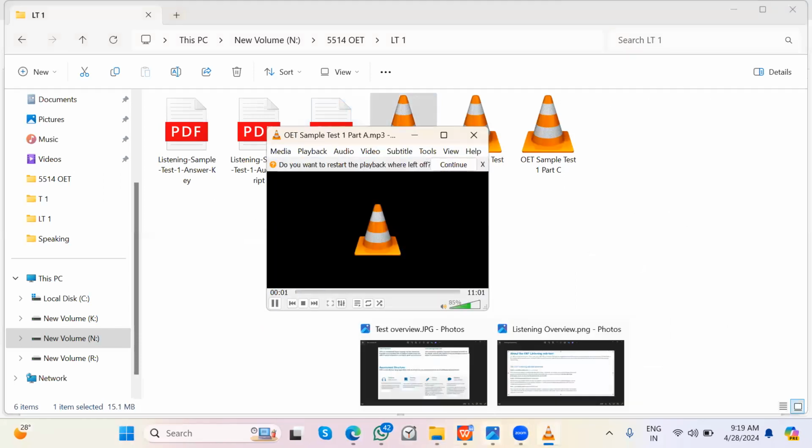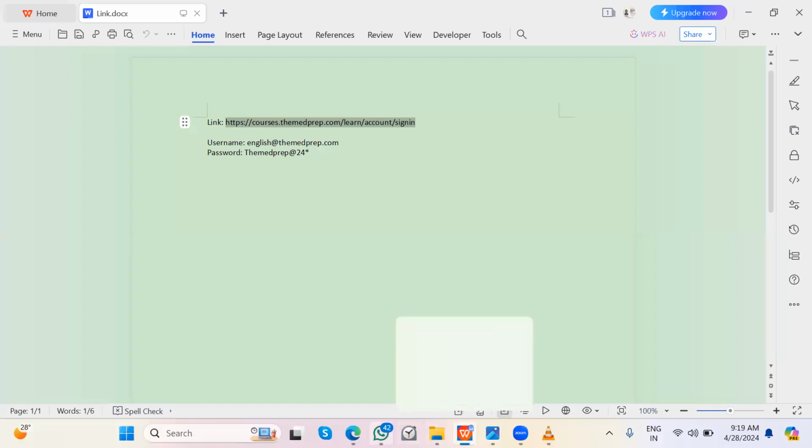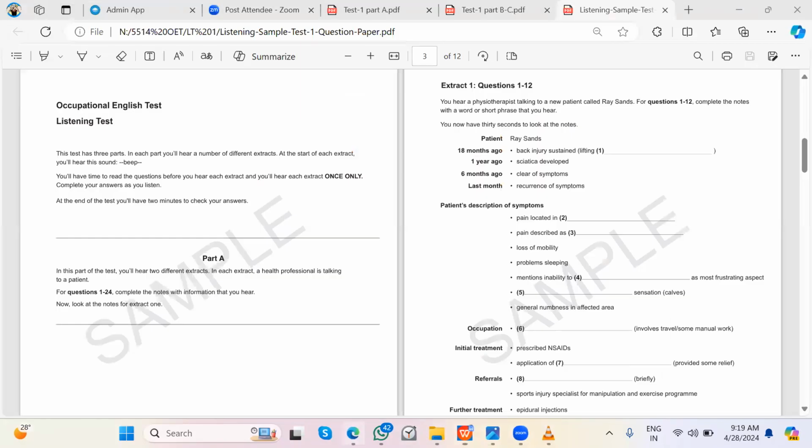Occupational English Test. Sample Test 1. Listening Test. This test has 3 parts. In each part, you'll hear a number of different extracts. At the start of each extract, you'll hear this sound. You'll have time to read the questions before you hear each extract, and you'll hear each extract once only. Complete your answers as you listen. At the end of the test, you'll have 2 minutes to check your answers.